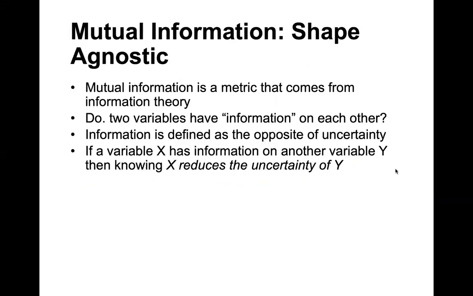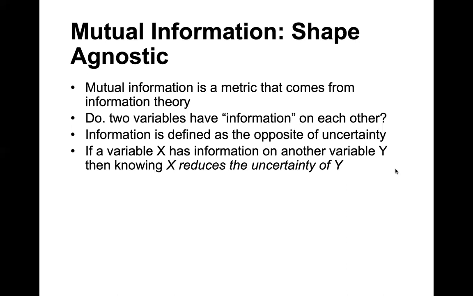So one of the techniques that we go over here is mutual information. Mutual information is actually a powerful way of detecting potential relationships between genes that comes from information theory. It's basically asking, do two variables have information about each other? I know the word information is used a lot colloquially, but there is actually a very specific mathematical definition of information.